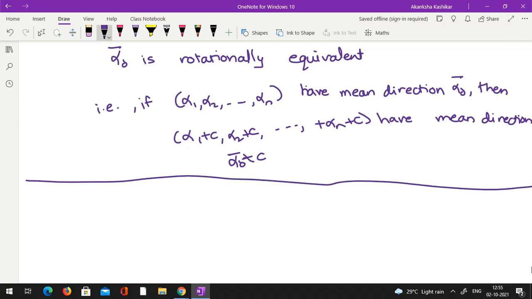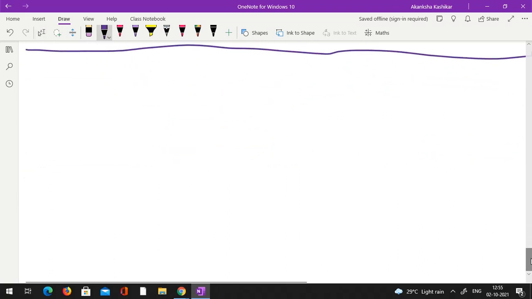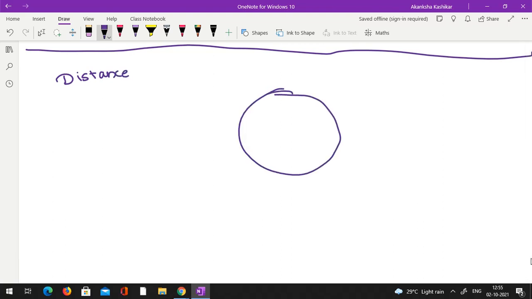Now of course we define mean, we would like to define dispersion or some sort of variance also. For that we need to first define the concept of distance, because for dispersion we need a concept of distance. Now the concept of distance is also kind of tricky.